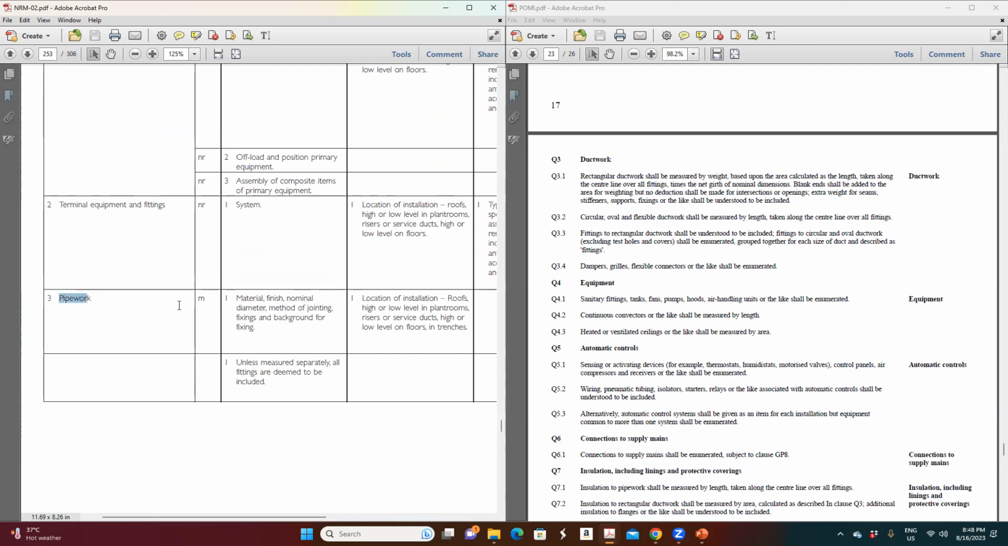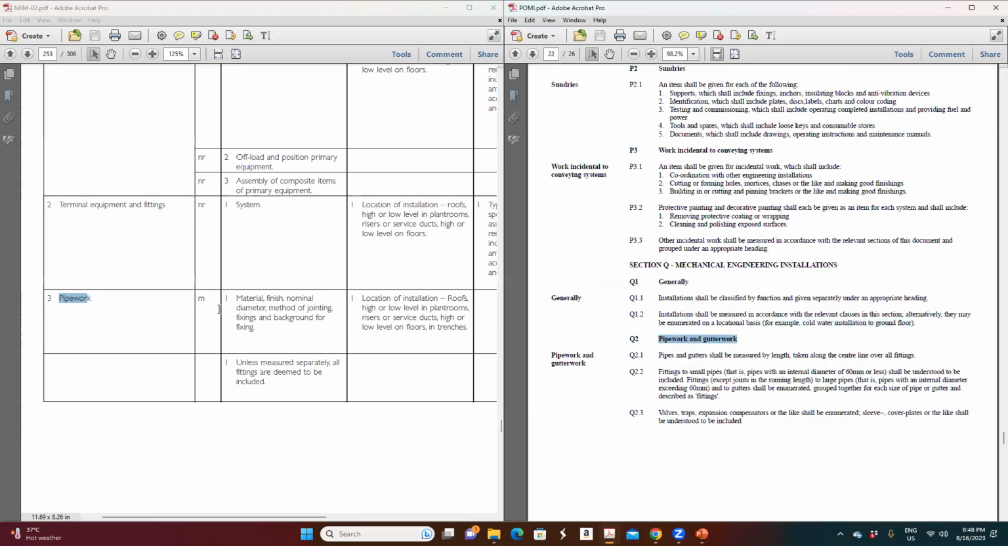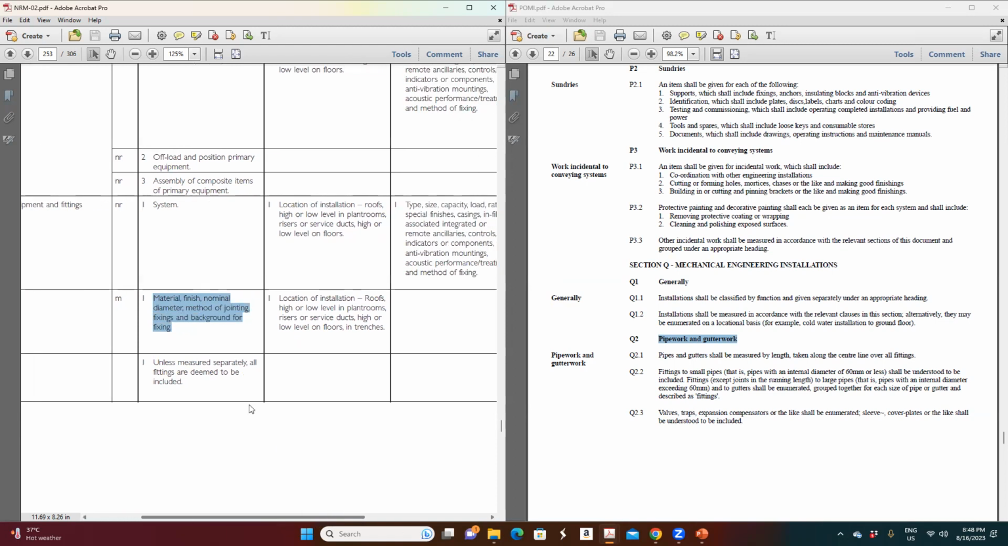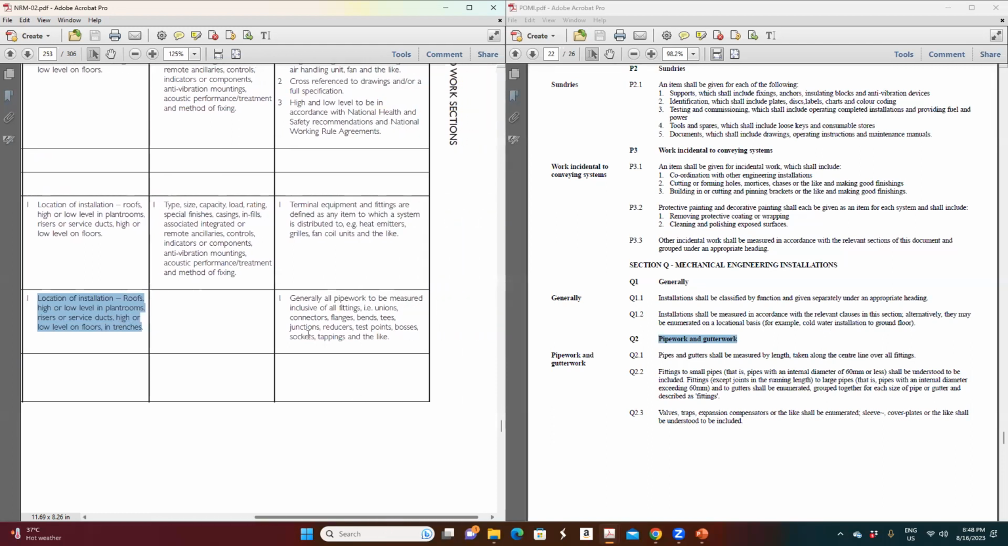Sorry. Then they said about the pipe. Here it says pipe in meters: material, finish, nominal diameter, method of joining and fixing, background fixing. Everything has to be mentioned. What is the material of the pipes: HVAC, PVC or HDPE or whatever it is? What is the finish? What is the nominal diameter of that pipe? What is the method of joining? It can be a butt joint, the traditional joining, or using a joint. So many methods of joining are there, so that has to be specified. And the location of the pipe should be mentioned in the description of the BOQ.